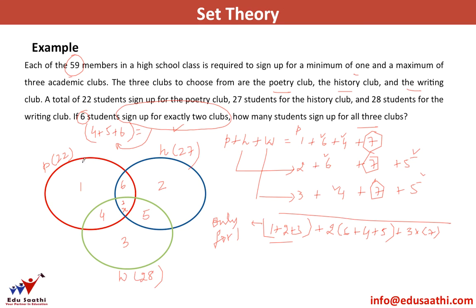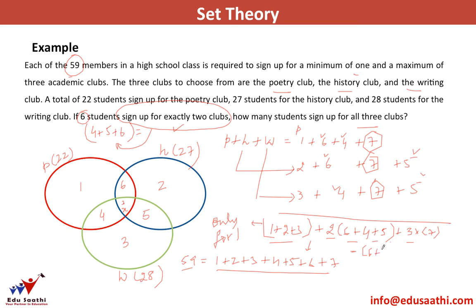Now for this region to be equal to 59, so 59 is what? 59 is equal to region 1 plus region 2 plus region 3 plus 4 plus 5 plus 6 plus 7. So every region occurs only once in 59 because it's a union. But when I add P plus H plus W, I am getting 2 times 6 plus 4 plus 5 and 3 times this region 7.